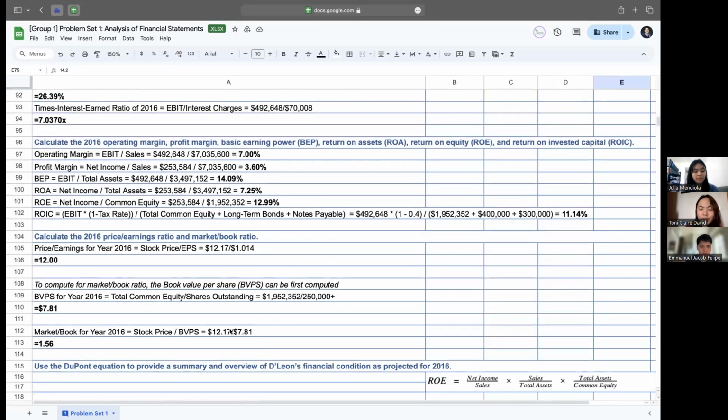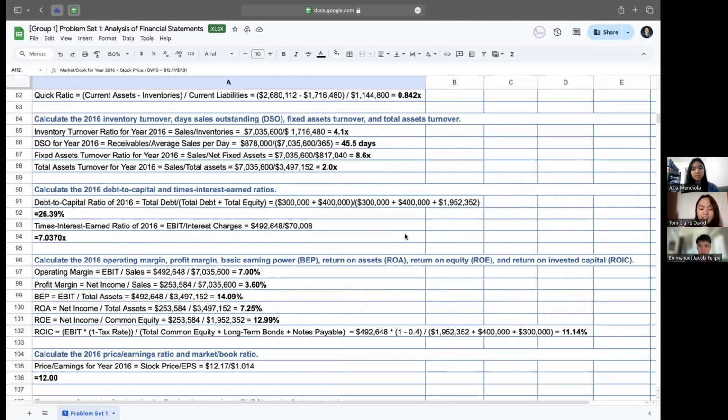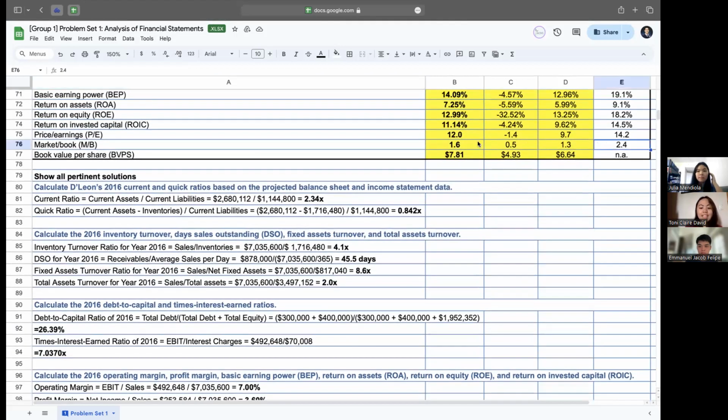Next, the market to book ratio compares the market price over the book value for each share. To get the book value per share, the common equity is divided by the shares outstanding, giving us the value of $7.81 as shown in Excel. Finally, the market or stock price over book ratio for 2016 is shown in the Excel file as $12.17 over $7.81, which is equal to around 1.56. This is lower than the industry average, confirming the same conclusion as the price to earnings ratio. So that's it for number 5.